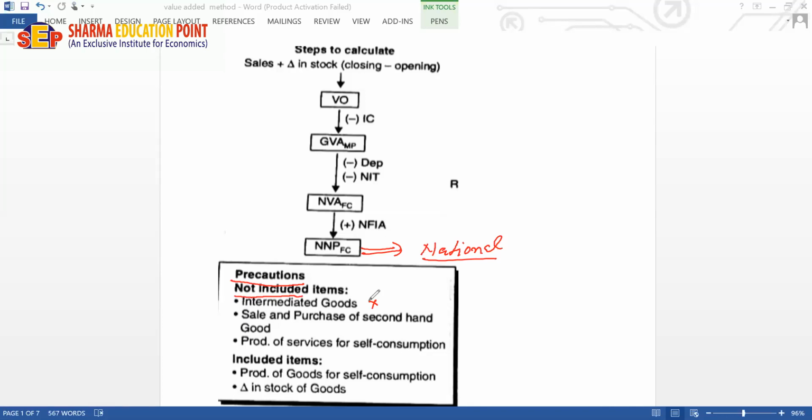Now the second point is sales and purchase of second hand goods. So second hand goods are not to be included. If you are buying or selling any second hand goods, these are not included in this method. So next one, production of services for self consumption is also not included. Most important point, production for self consumption. तो अगर आपने अपने खुद के लिए कोई चीज प्रोड्यूस की है तो that value is not included.